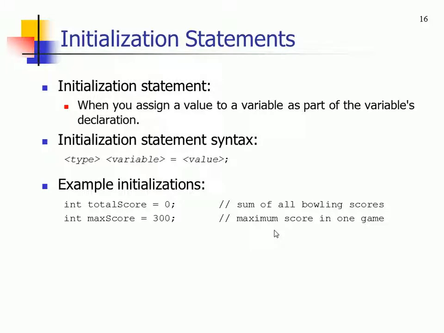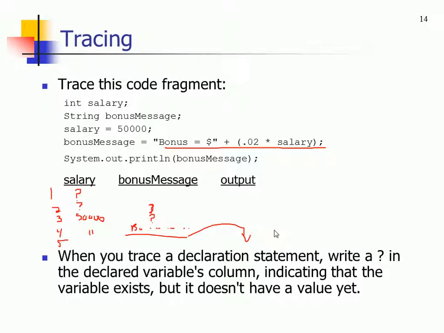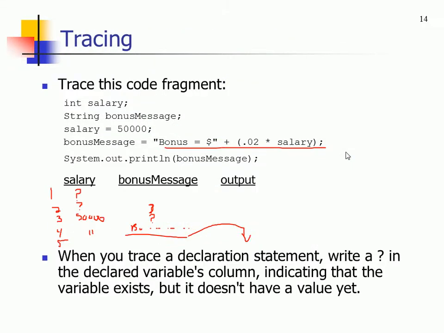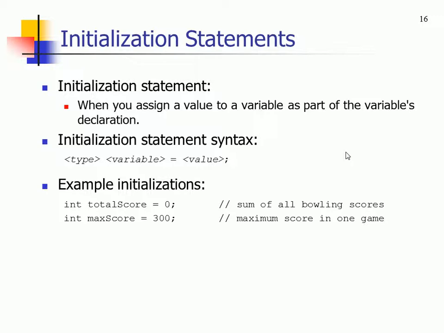Initialization statements. We already saw one. We actually saw this one right here. We saw int salary, and salary equals $50,000. Everybody see that? So we declared it on line 1 and gave it a value on line 3. Well, we could have done it all in one line. We could actually say the type, then the variable name, and then its value. In other words, integer, total score, and then a value. So we can declare and initialize all at the same time. Okay?